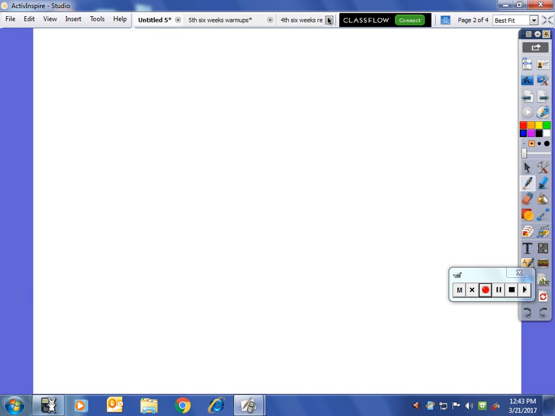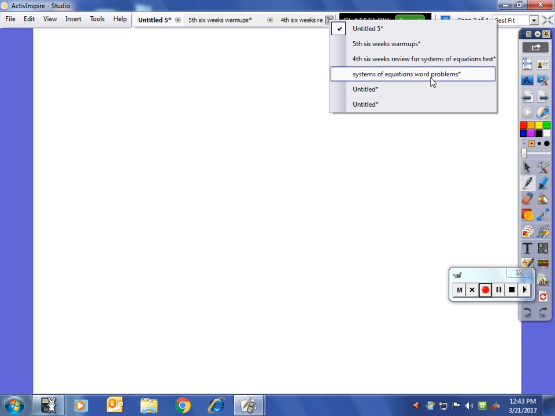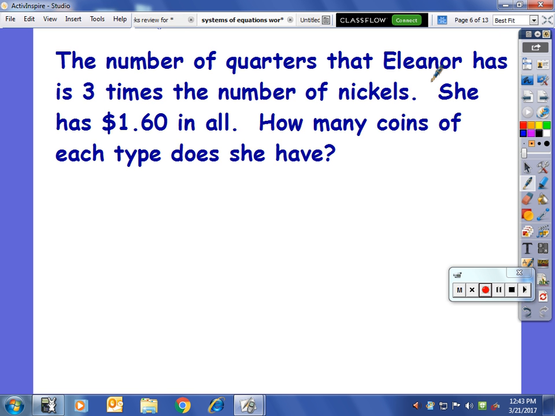All right, we are going to continue on with the word problems we started yesterday. This is systems of equations. That means we're making more than one equation based on the sentences that they give us in the problem. We stopped at this one yesterday, and there was a reason why, because these are a little bit different.